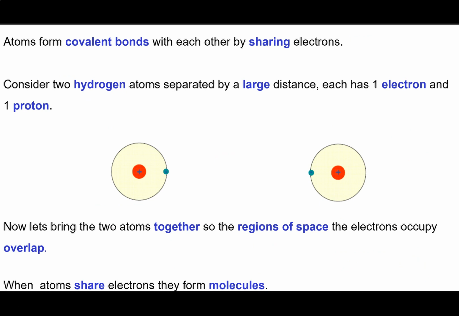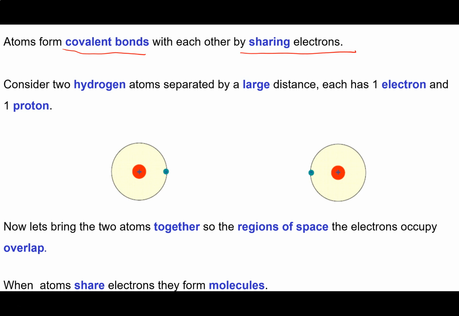So we should recognize that atoms form covalent bonds with each other by sharing electrons. So there are some atoms, when they come together, they get stuck. They stick to one another, and hydrogen is an example of that. We don't ever find individual hydrogen atoms in nature. We only ever find hydrogen present as 2 hydrogen atoms stuck together. So it's interesting to think as to why that might be.